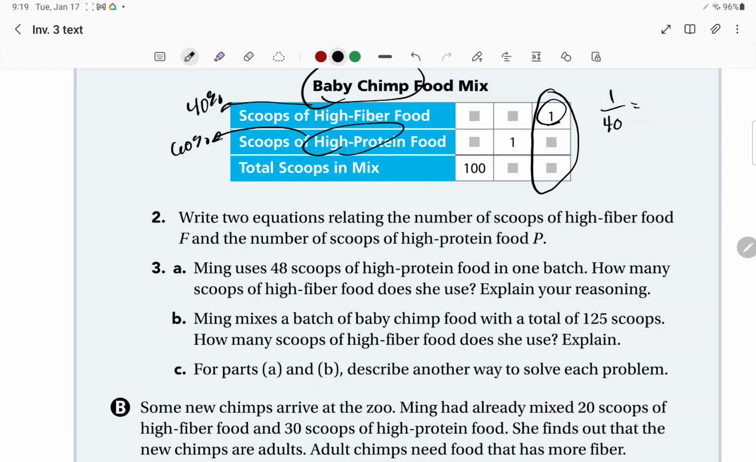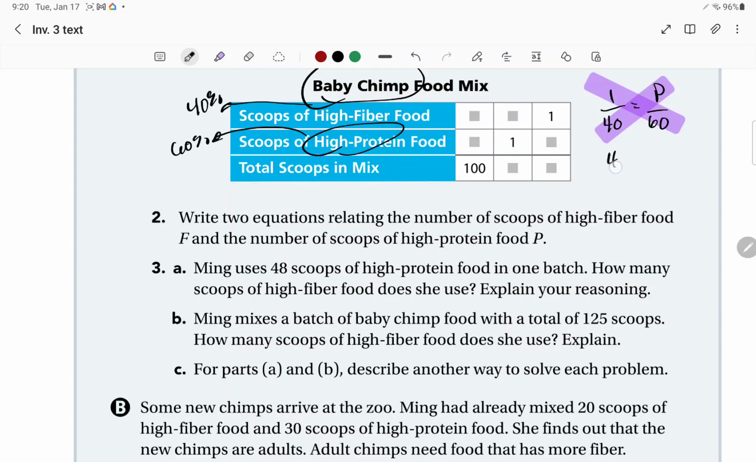And then we don't know how many. This is what we're trying to find. So let's put our variable there. And let's use high protein, so let's use a P. But we know that needs to be consistent to the recipe, which is 60%. Then from here, you can cross multiply and solve. So if you haven't already, go ahead and find all of the unknowns here and then come back to the video.